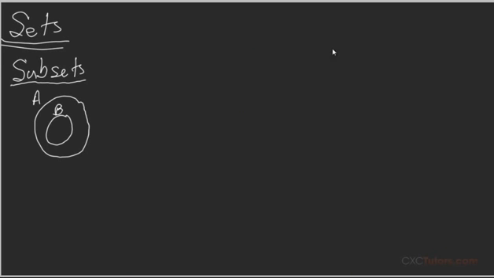Let us now look at subsets. What is a subset? We have two sets on our board. One set is A and one set is B. And we realize that B is inside of A. So that means that one of the two sets is bigger than the other. A subset basically is part of a bigger set.